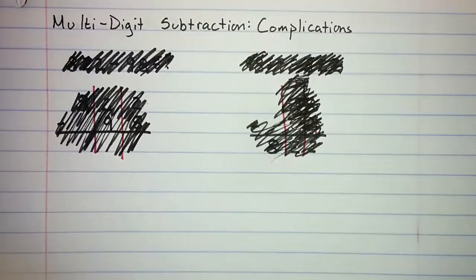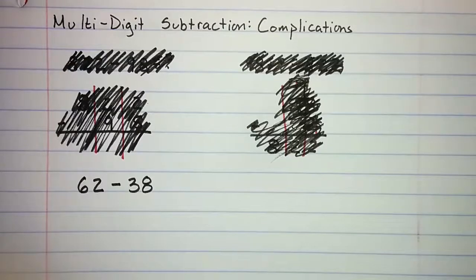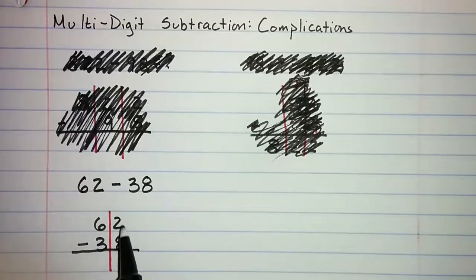Now, just like with addition, there's complications in multi-digit subtraction, right? It couldn't be quite that easy. Let's say we wanted to take 62 minus 38. Right, so we'll write this out vertically. Right away, in the ones place, 2 minus 8, we can't do it, right? There's no way if I have two things, I can take away 8 of them. So there's nothing that I can add to 8 in order to get 2.